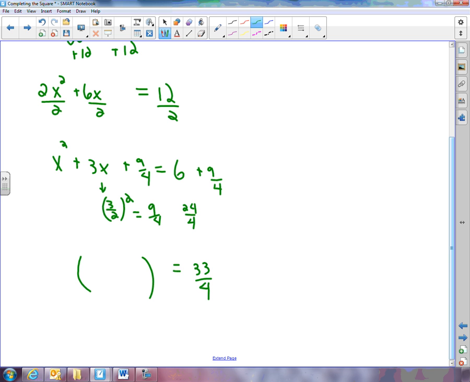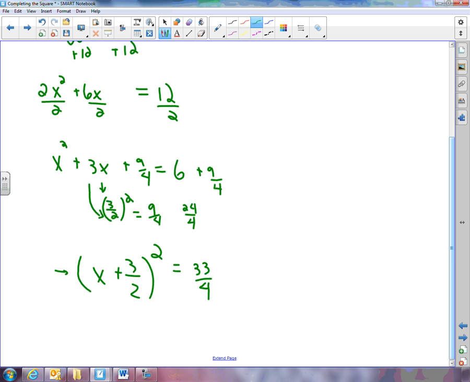Let's try to rewrite this side as something squared. That something is always going to be whatever half of this middle term was. So I'm going to get x plus 3 over 2 squared. If you're ever not sure if you're right about that, you can always FOIL this expression out to check that you got what you had in the previous step.